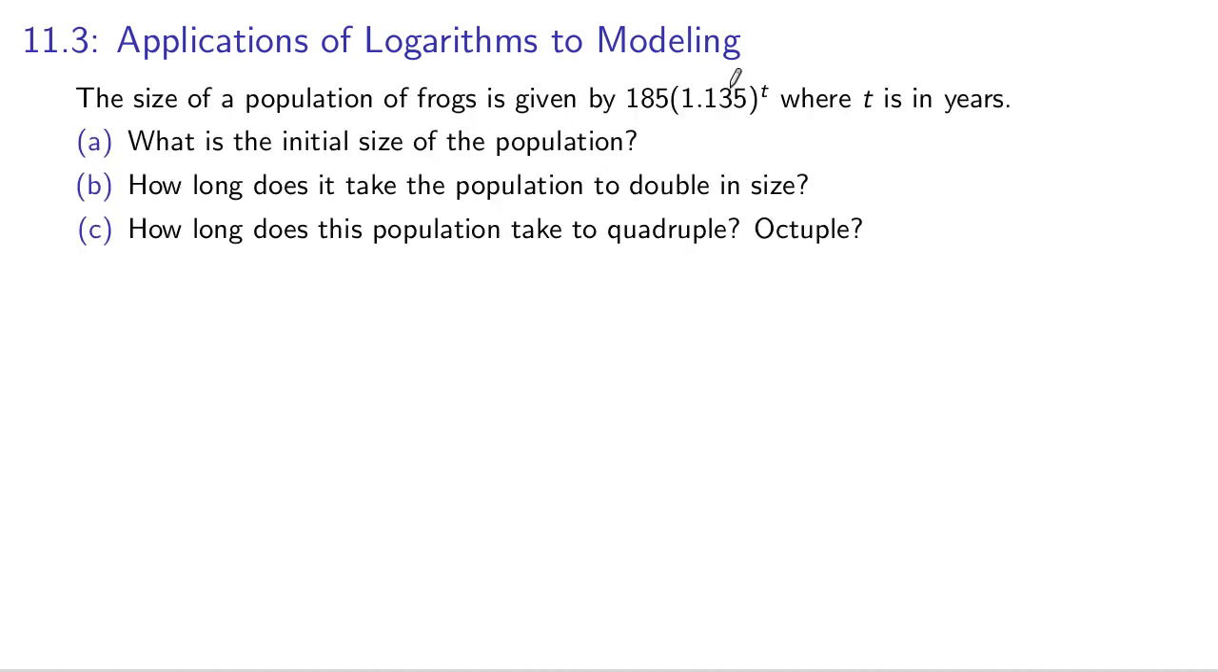Let's go on to another example. The size of a population of frogs is given by this expression. What is the initial size? Of course, that would be 185 frogs, the part not with the power of t.